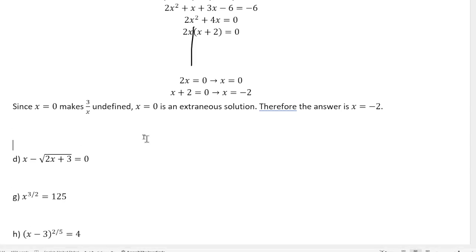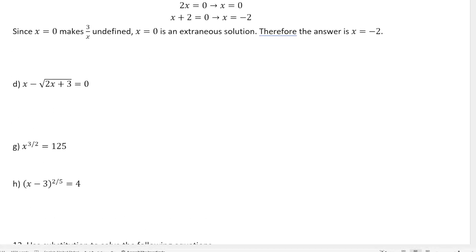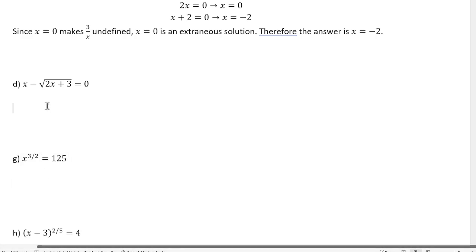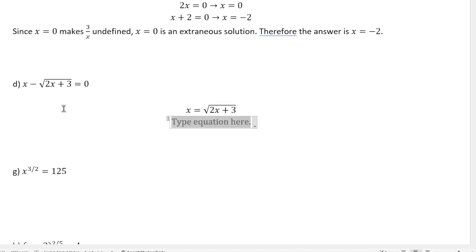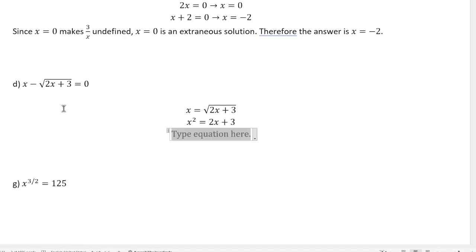Okay, now equation with rational powers. If you have a square root, the way you solve it is by moving the square root to one side, and you square both sides, so you get x squared equals 2x plus 3. And then now you move everything to the left side, you get x squared minus 2x minus 3 equal to 0.